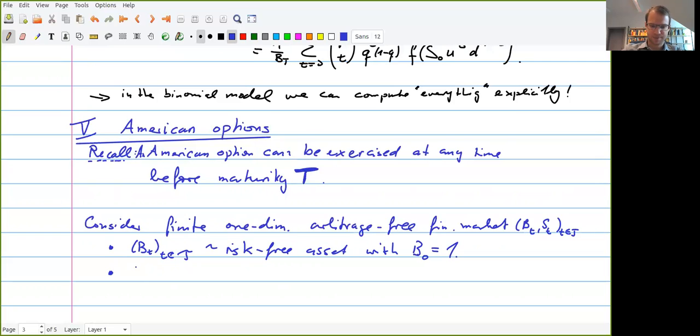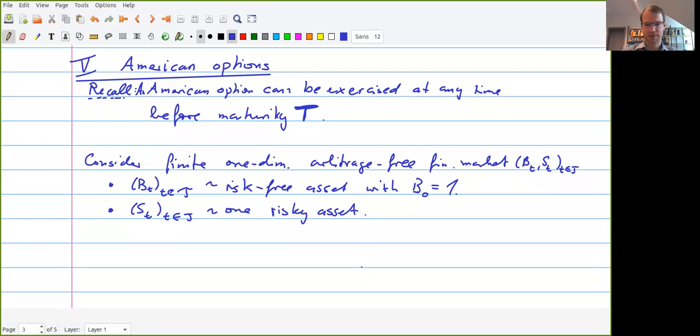Secondly, we have our risky asset, which is now again a general stochastic process, and not necessarily a binomial model, but okay, it's one dimension, so we have one risky asset. The filtration is usually generated by this risky asset, not by the price process of the risky asset.